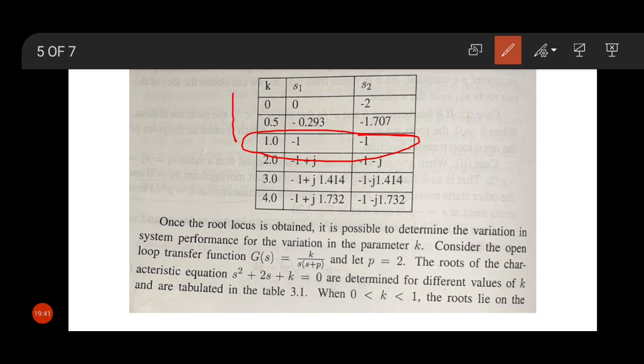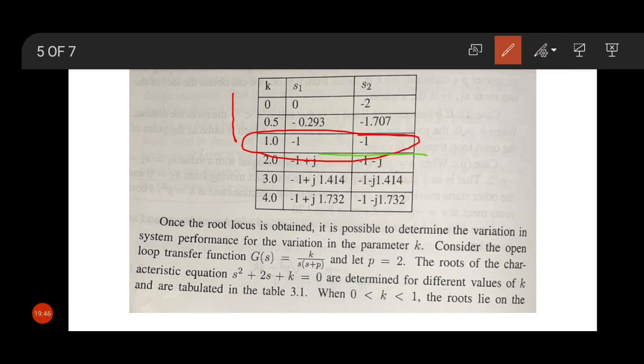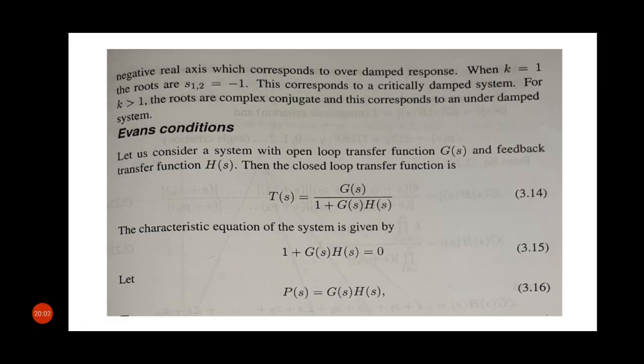And the next case is for k greater than 1. For k greater than 1, the roots are complex conjugate and this corresponds to an underdamped system. In this way, we can draw the locus of the roots by varying one parameter, k, that means the open loop gain.